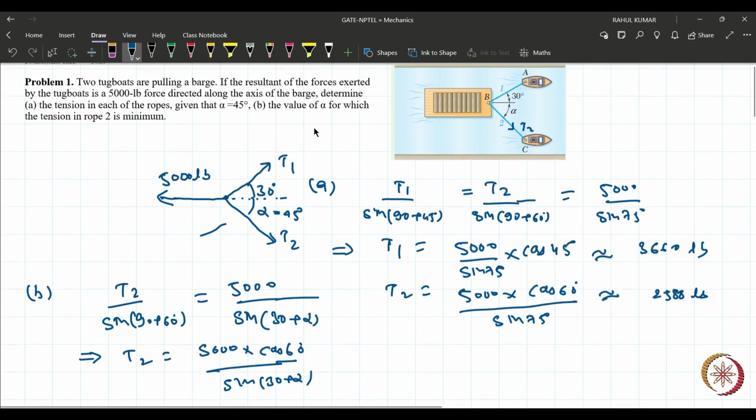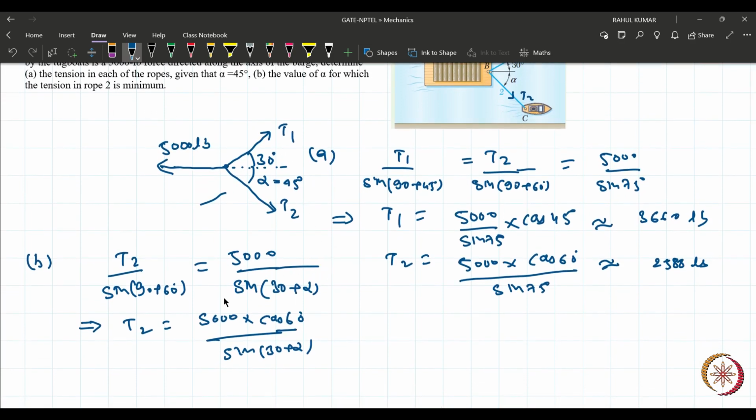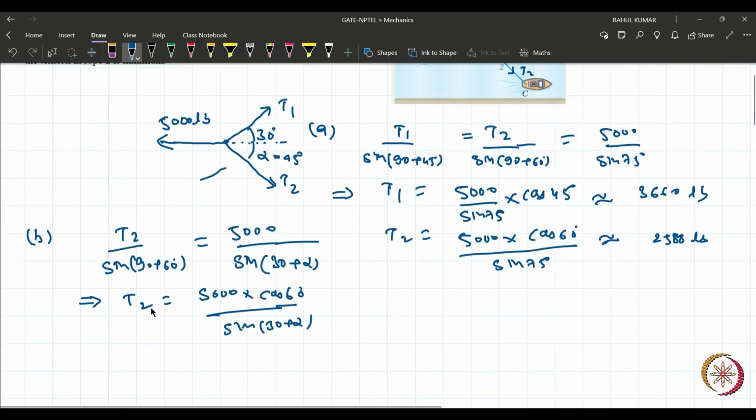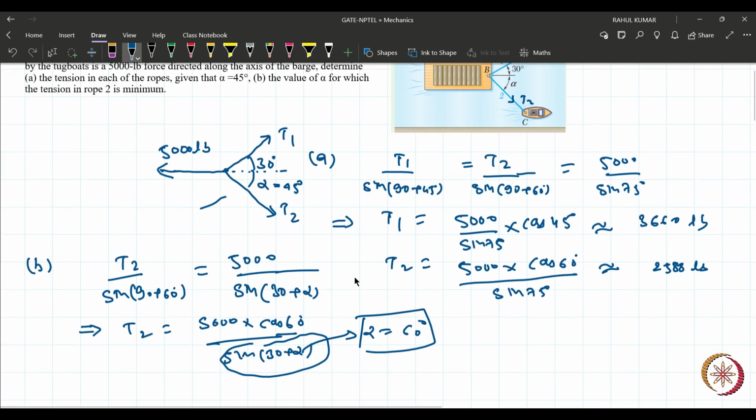Now it is asking the value of alpha for which the tension in rope 2 is minimum. Then you can easily interpret it. If you want T2 as a minimum, then what will be the value of alpha? If T2 is minimum, it definitely means that this quantity must be maximum, and this quantity will be maximum when this angle is 90 degree. So what will be the value of alpha? 60 degree. Did you get it? Yes, sir.